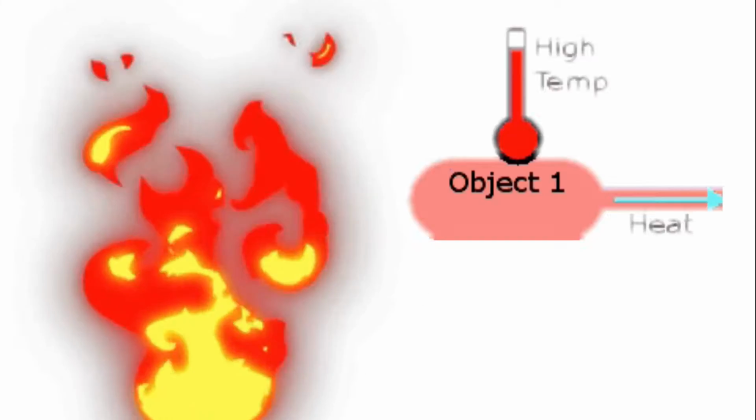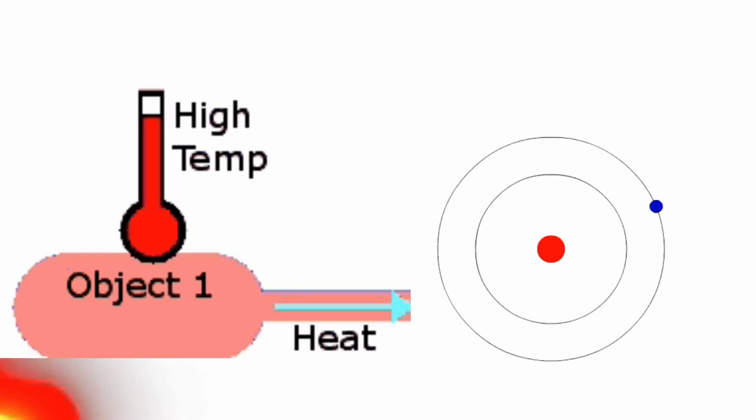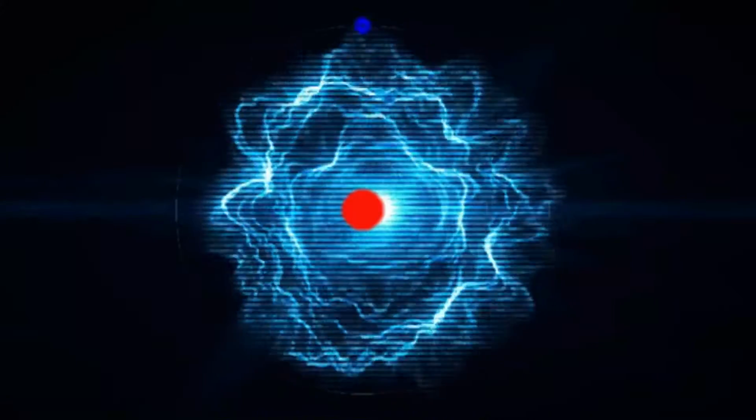When an object is heated to a high temperature, its atoms vibrate. This excites the electrons to a higher orbital, which then emits energy in the form of visible light as it returns to its ground state.